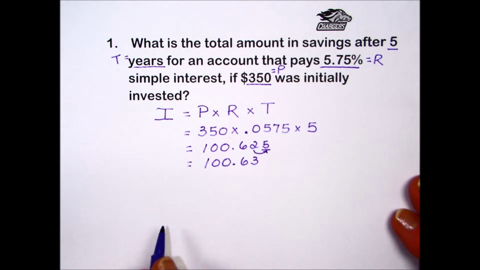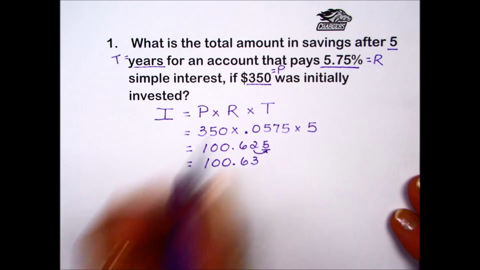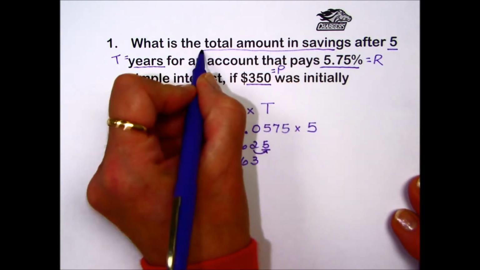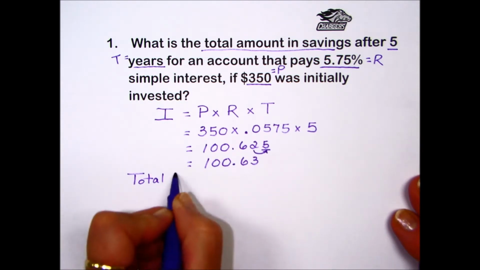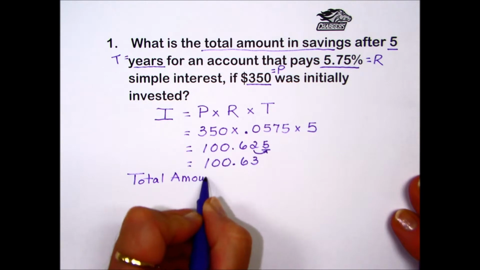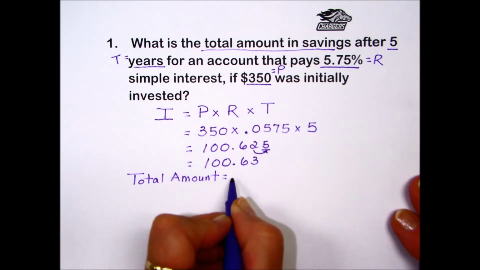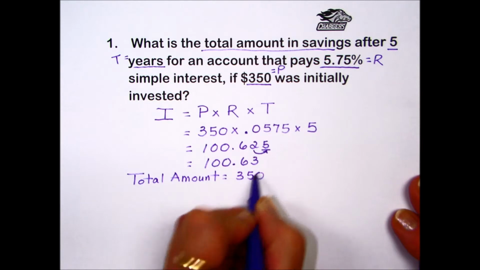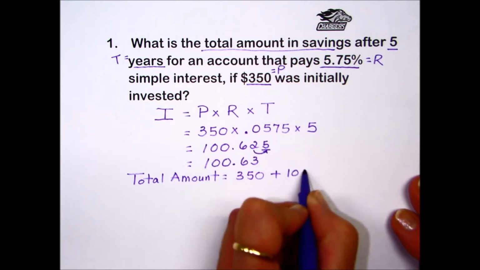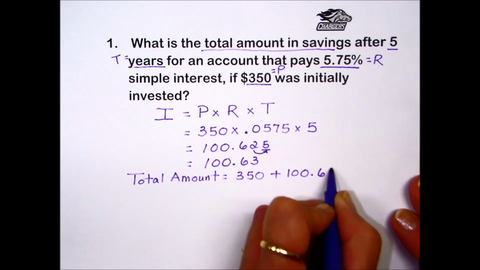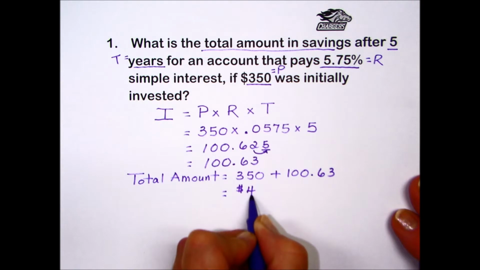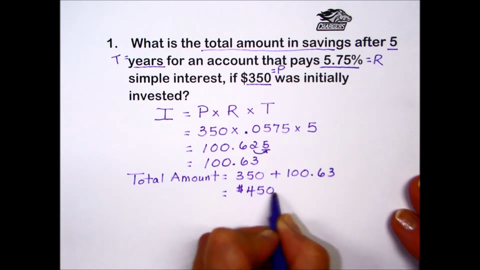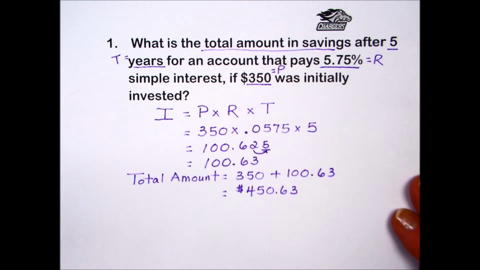When we're working with word problems, we want to make sure that we answer the question that was asked. And in this problem, it's asking us the total amount in savings. So to answer that question, the total amount, we are going to take the original balance or investment of $350 and add to it the interest that was earned during the past 5 years in the account, so that at the end of 5 years the balance would be $450.63.